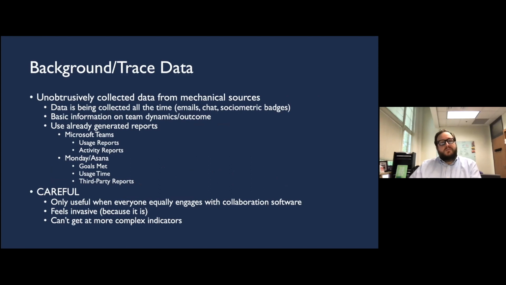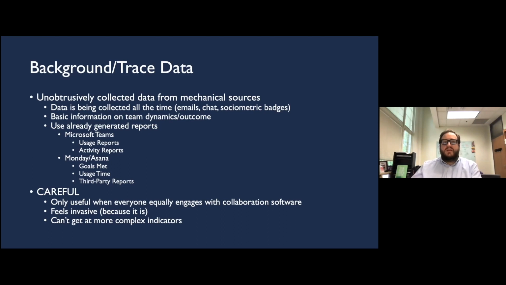You also have the option of using background and trace data. Everyone's collecting data all the time. These are unobtrusively collected from some sort of mechanical source. Oftentimes in application, you see counts of emails or chats. Within research, you see sociometric badges, which are really cool. You put them on, and it measures, say, the distance between you and other teammates, and you can use that to create a network structure. But that's way beyond, I think, what many of us are going to be implementing in real life teams.